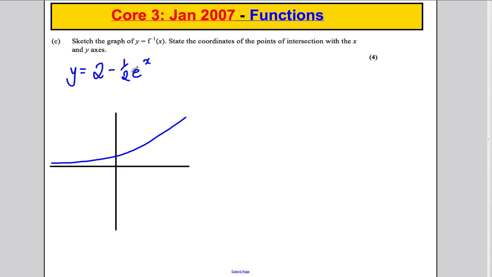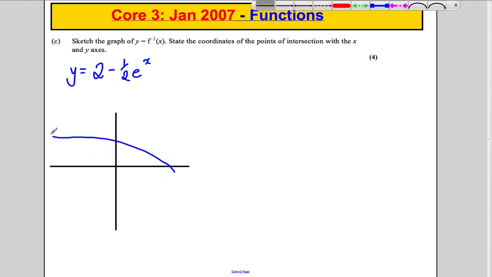Now if you multiplied it by negative a half, what would it look like? If you multiplied it by a negative half, it would reflect it in the x-axis and it would make it a bit shallower as well. So it would be something like that. And then if you added 2 to it, what would you be doing? Well, you'd be shifting it up by 2. So this asymptote here would actually be at y is equal to 2.